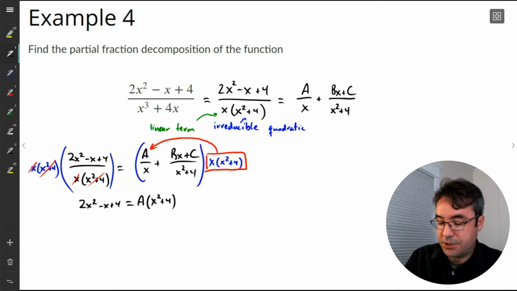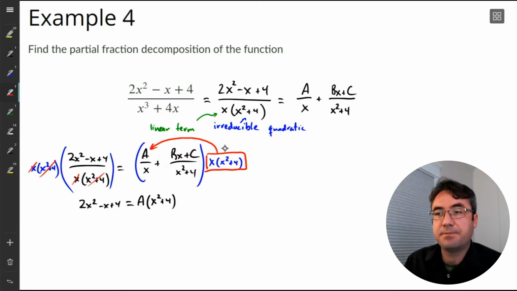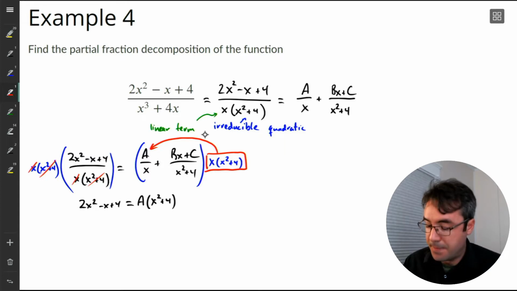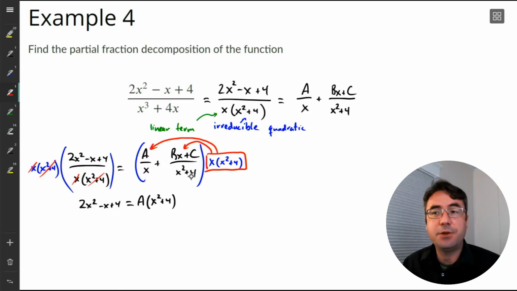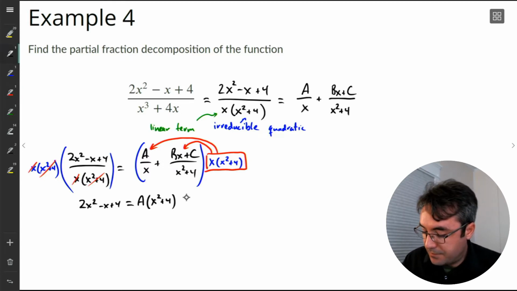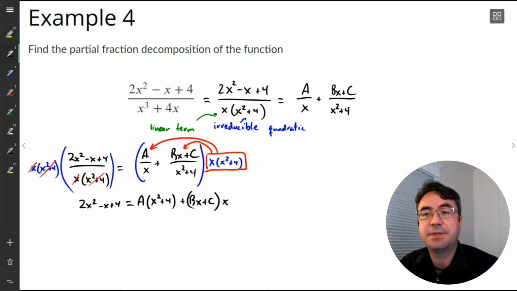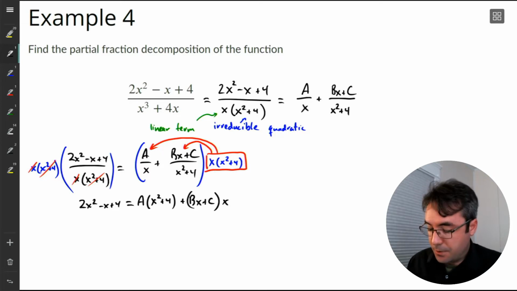And then we distribute. So we take this same thing that we're multiplying in, and we multiply it into our second fraction. Now when we do that, the x squared plus 4s are going to cancel. So we'll be left with bx plus c times x. So this is our equation.